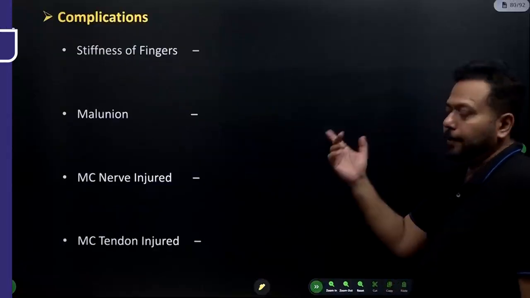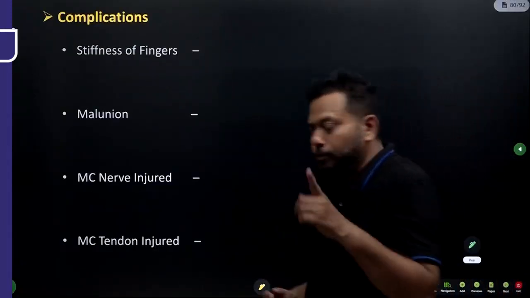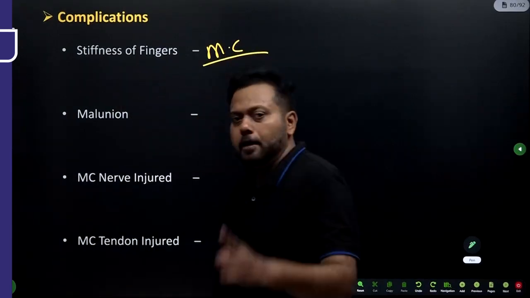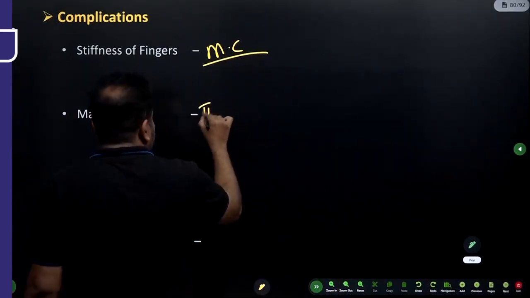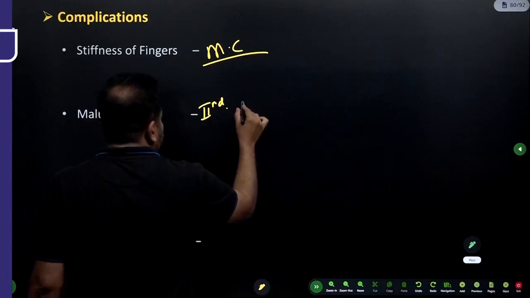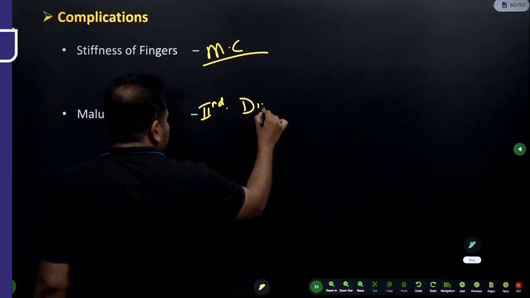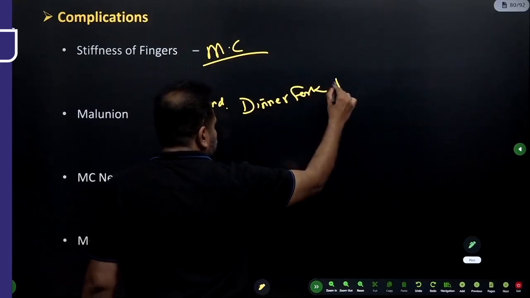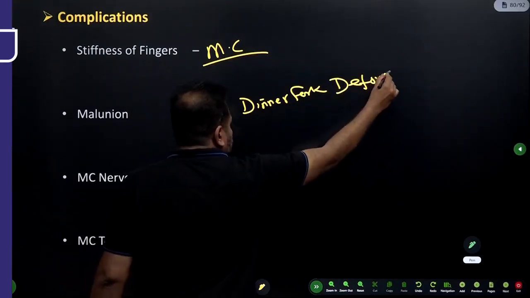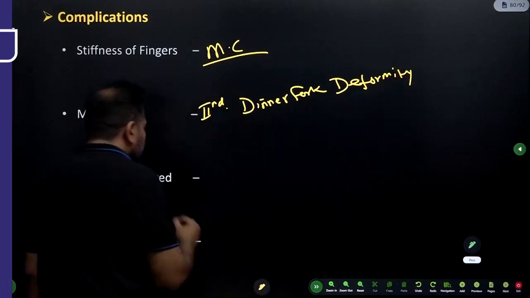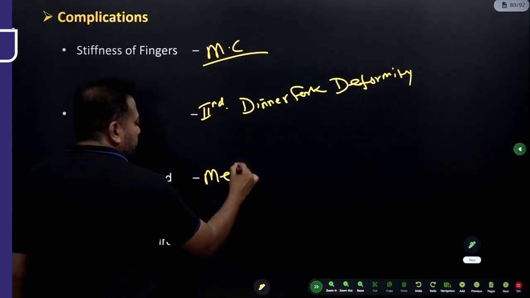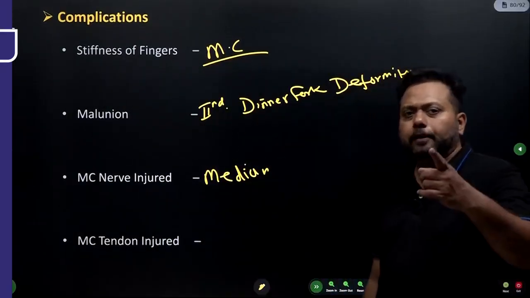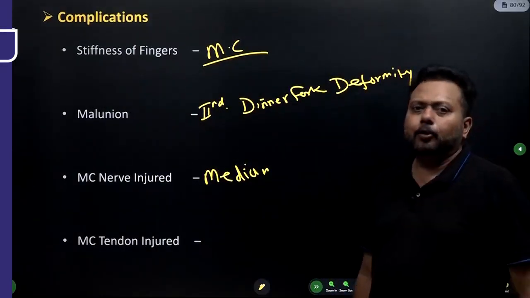Yes. Then coming to complications of Colles fracture, the most common complication is stiffness of finger. Second common complication is malunion, and classically that will end up in dinner fork deformity. Most common nerve that is damaged is median nerve. Because, dear friends, one of the important causes for carpal tunnel syndrome is malunited Colles fracture.